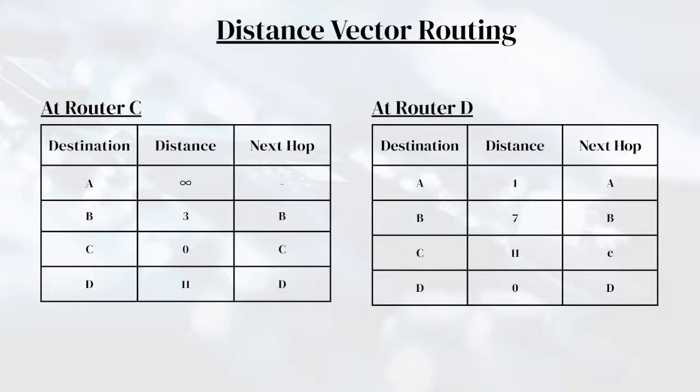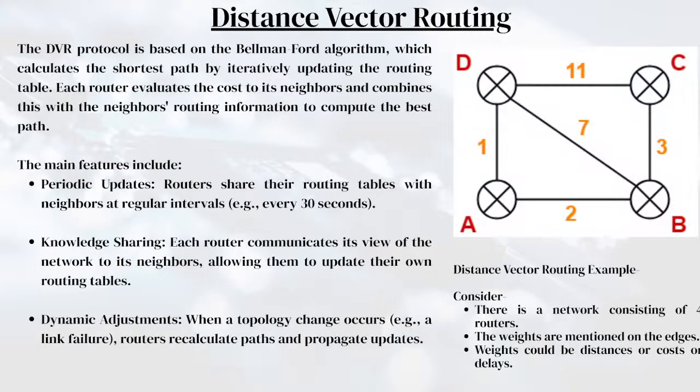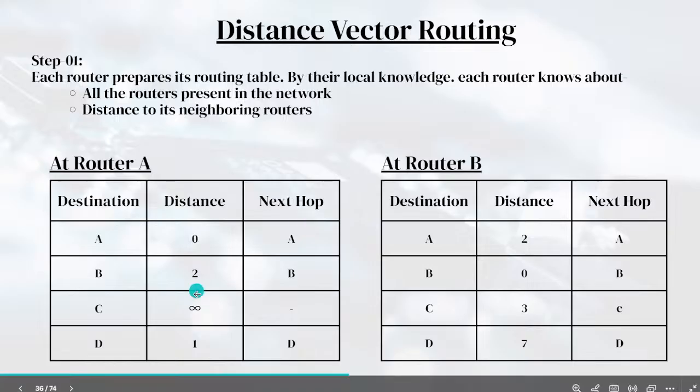When it starts from C, the distance will be 0 again, and when it starts from router D, the initial distance will be 0. So accordingly it was calculated. This is again about the next hop, and this is about the destination, this is about the distance.